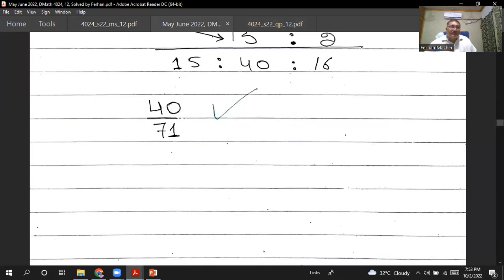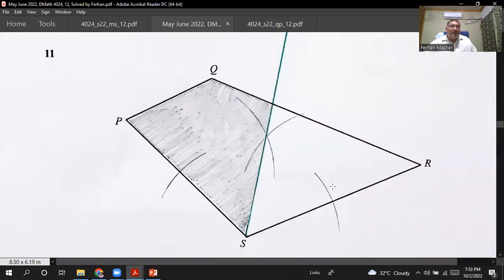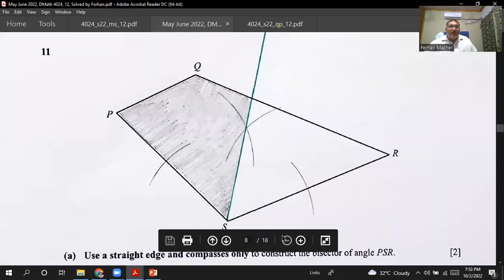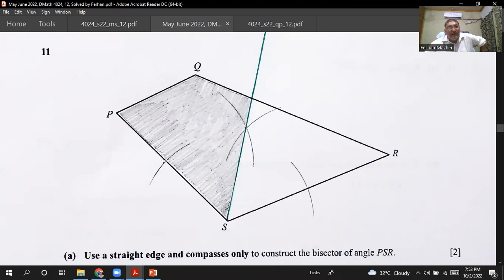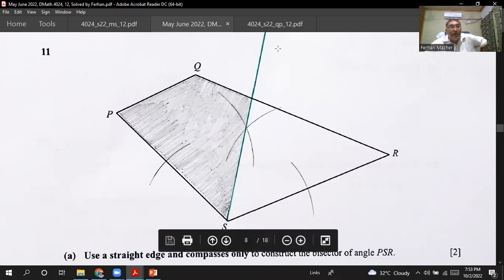So let me show you. Okay, so you can see I put the compass here and mark an arc on SP. Then I mark an arc on SR. Then I put the compass needle here and mark an arc here. Then I put the compass needle here and mark an arc here. Where these two arcs intersect, I join that point with S and I prolong it. That's the angle bisector. Okay.